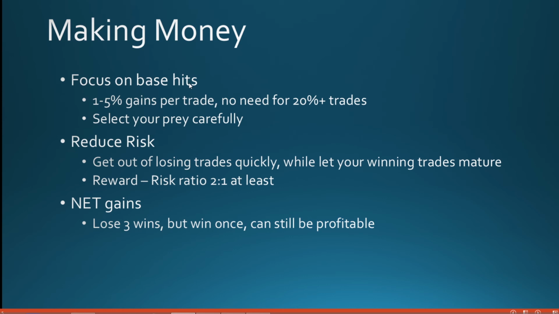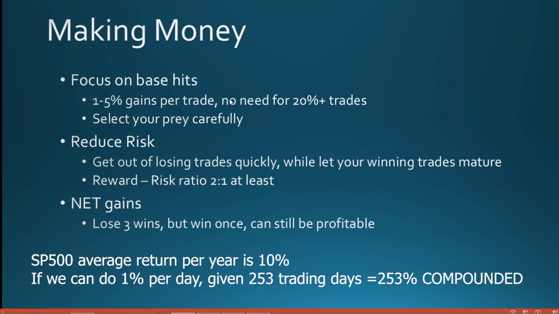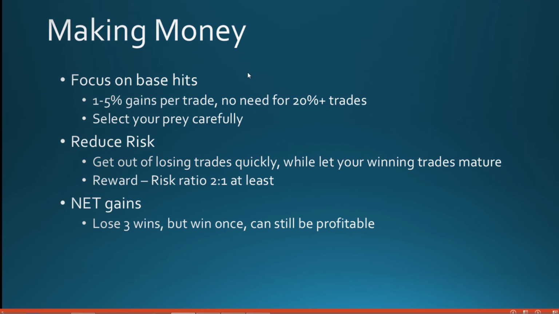But we gotta focus on base hits. What that means is, let's look for the 1 to 5% gains per trade. You don't need the 20 plus, 30 plus % trades, because if we hit this every day consistently, we will eventually make up all the home runs, basically. Think about the Baseball Hall of Fame, there's tons of people that have great batting averages instead of hitting grand slams and home runs every time. There's much fewer of those people compared to people who hit consistently. So we have to select our prey carefully.